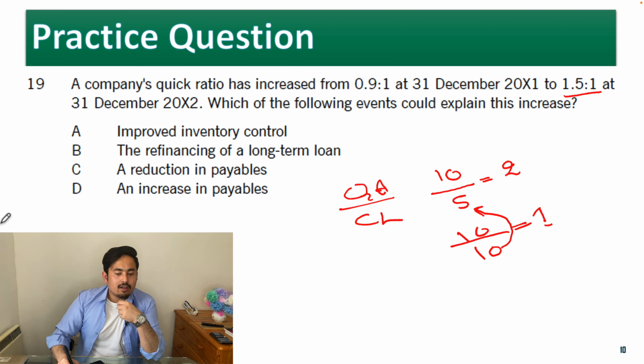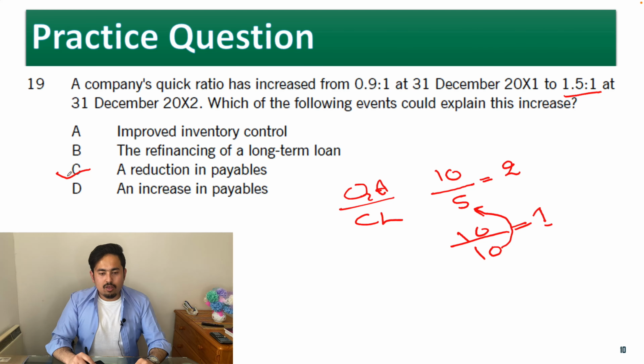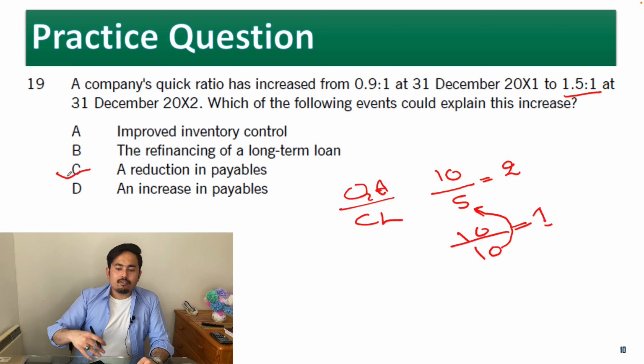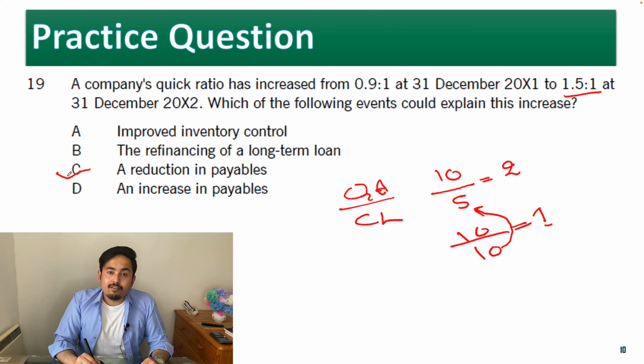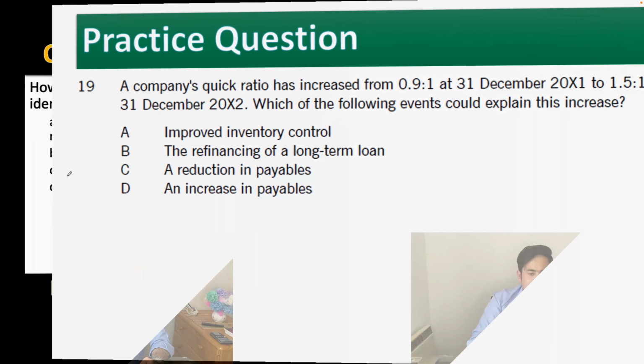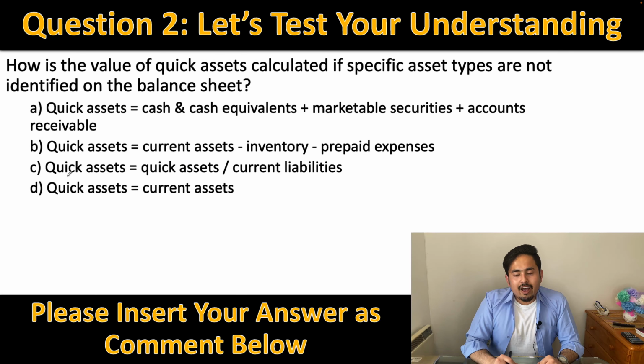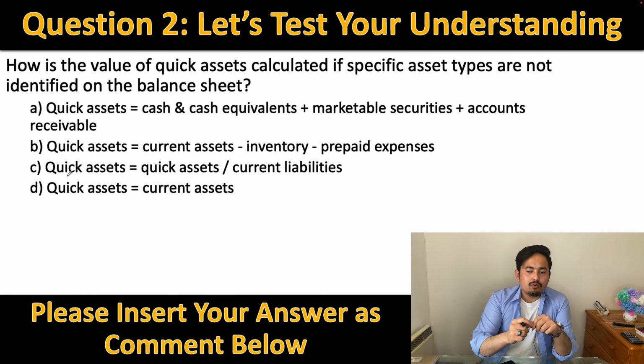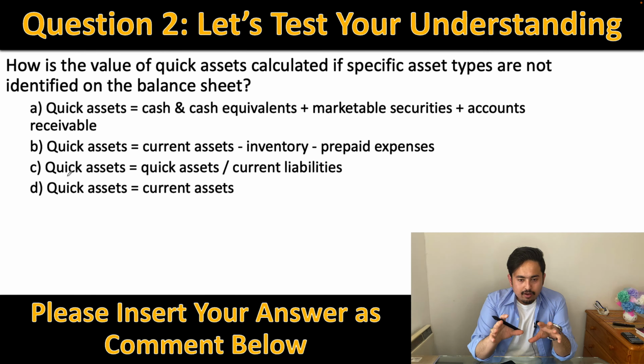So the correct answer for our question will be C. C will be the correct answer because the payables decrease and it caused the overall result of the quick ratio to increase. There is another question, let's test your understanding based on what we have studied till now. I recommend you pause the video, think of this one, and answer the question in a comment below.